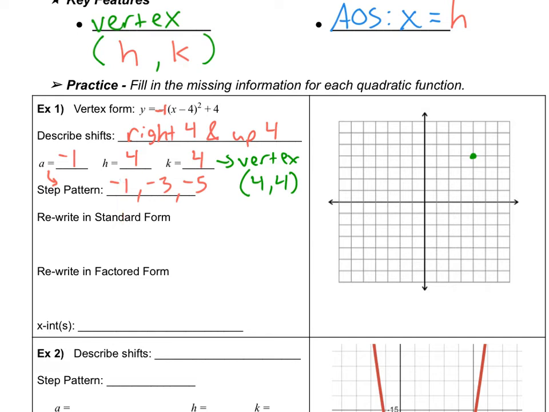So we know it's down 1. So down 1 over 1 puts me on that coordinate there. And then reflect it over. What am I reflecting over? The AOS. What's our AOS here? It's 4. X equals 4 is our AOS. So we could help ourselves out to see our symmetry with drawing that vertical line right through x value of 4, right through the vertex. Now we could definitely see the symmetry happening with these coordinates.